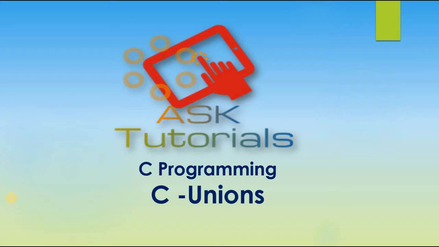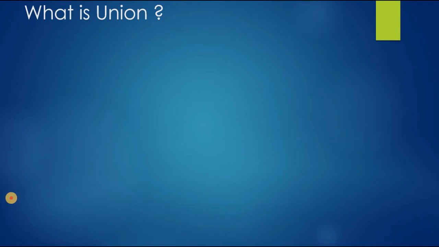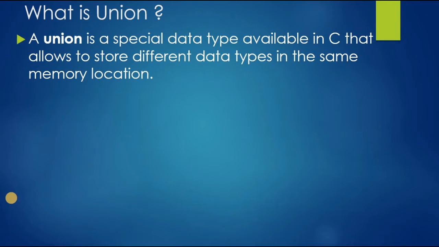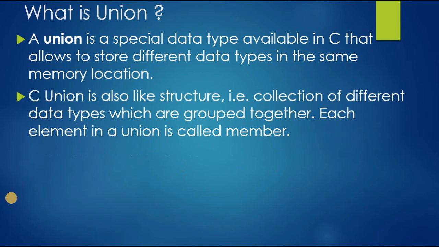Now let's get started with the video. First we will see what a union is. A union is a special data type available in C that allows you to store different data types in the same memory location. A C union is also like a structure, that is, a collection of different data types which are grouped together. Each element in a union is called a member.